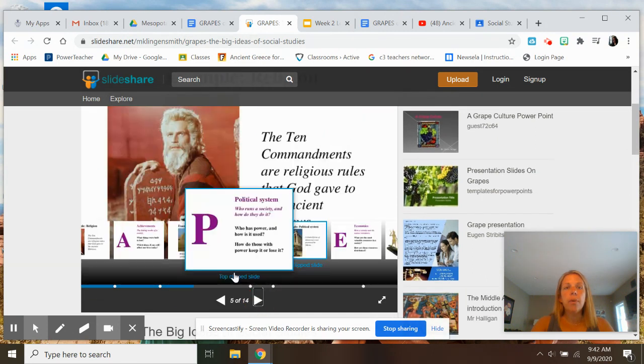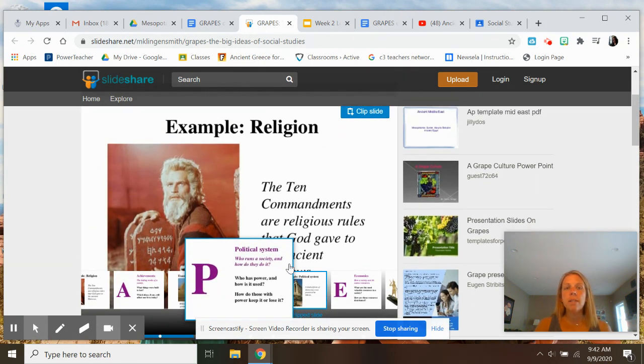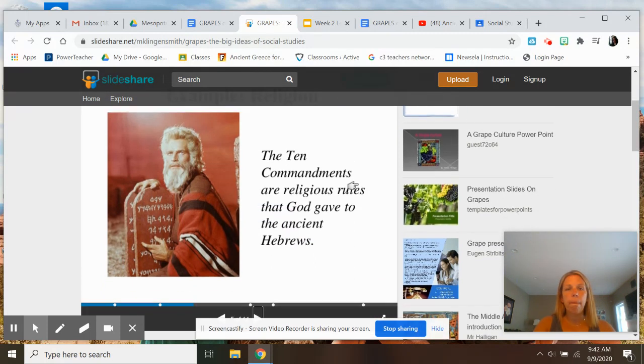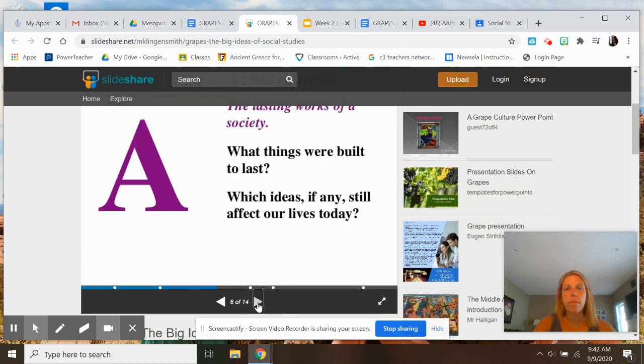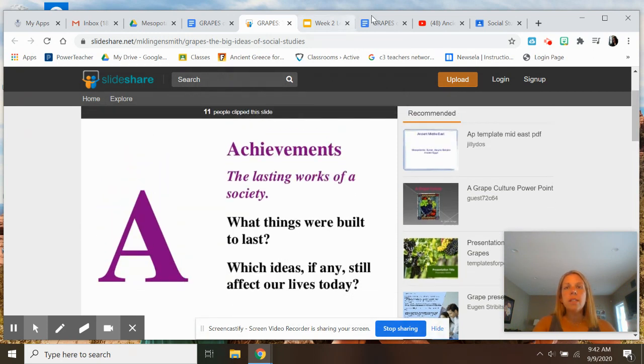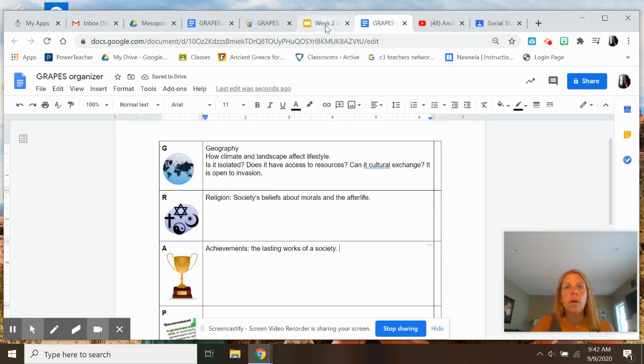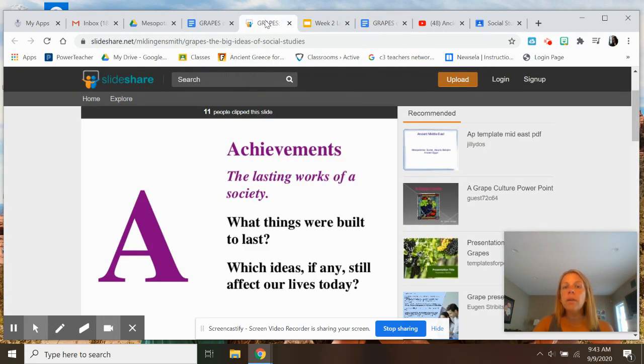And then an example is the Ten Commandments. The Ten Commandments are religious rules that God gave to the Hebrews. The next one is achievements, the lasting works of a society. What is their lasting legacy? What do they leave for us? What things were built? What ideas, if any, still affect our lives today?